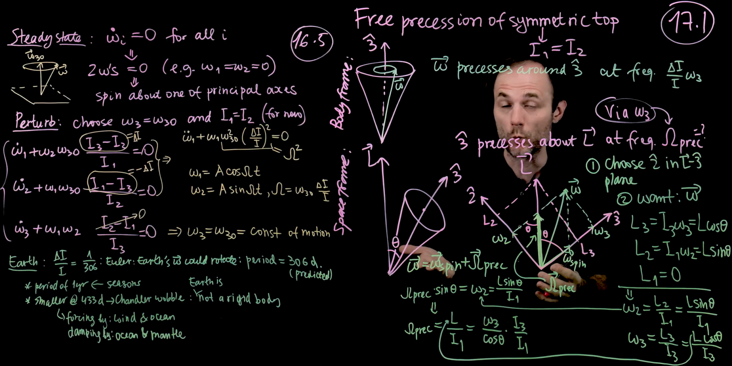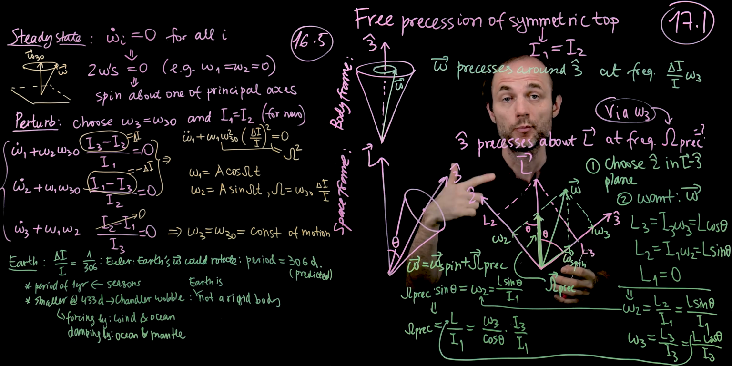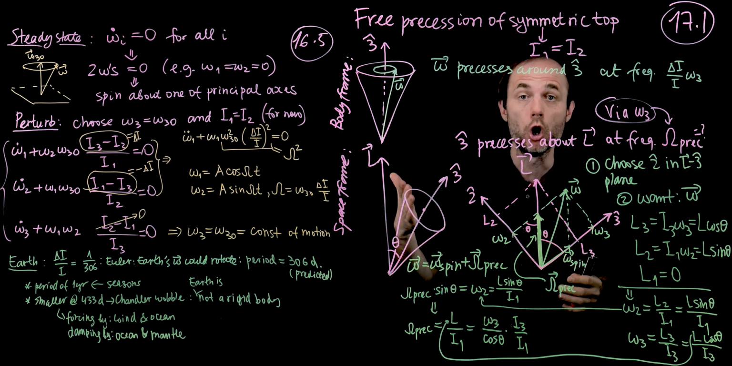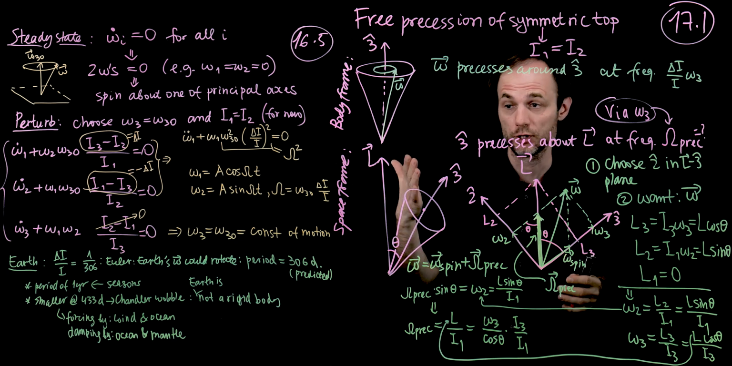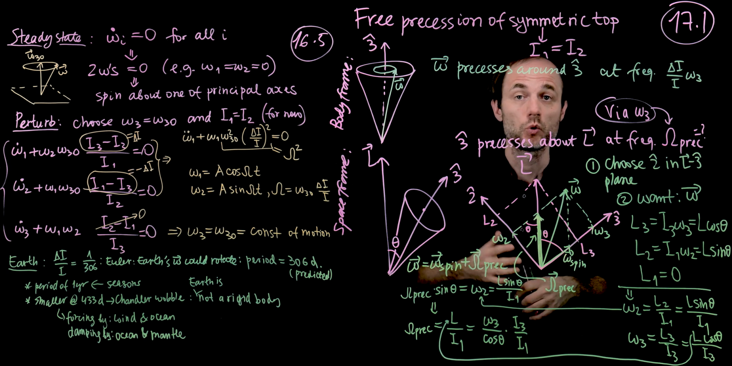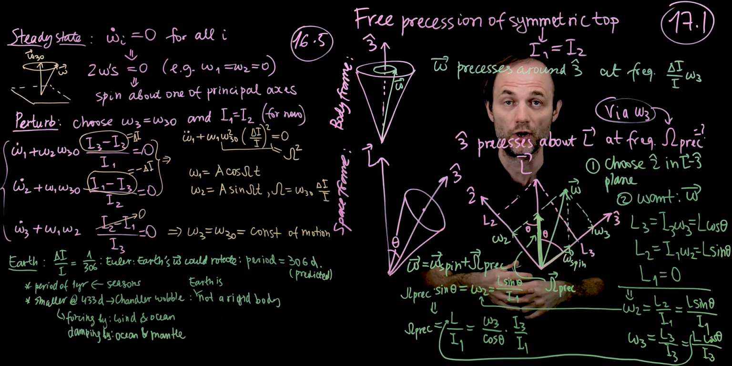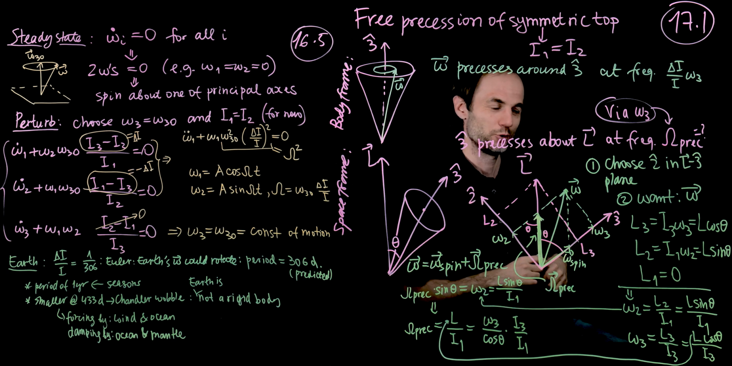Well, this is fantastic. We have found at which frequency the axis of symmetry of the body precesses around the total angular momentum vector, which is frozen in the space frame, which is fantastic. So with that, please don't forget to do the quiz, and I'm going to see you in part 2 of our lecture 17. See you soon.